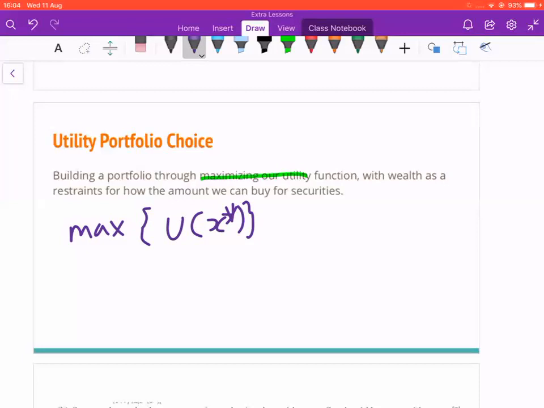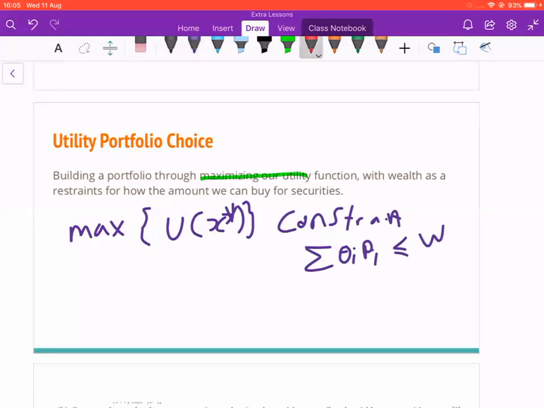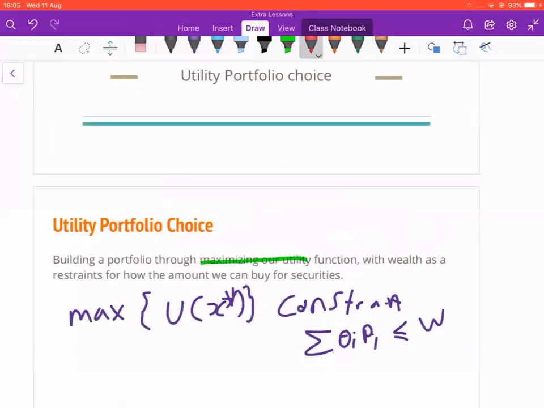Before I talk about this, I just have to add something here. Our constraint is going to be our wealth, right? The number of shares we buy should always be less than or equal to the wealth we have, right? So before we start here, we have to define our variables.